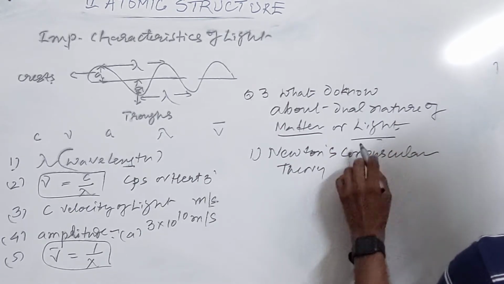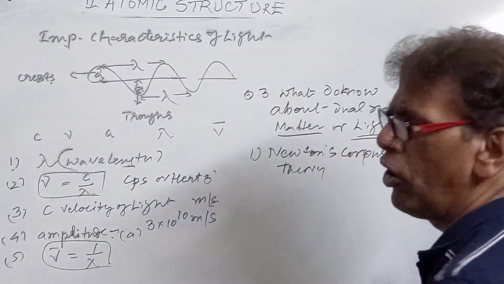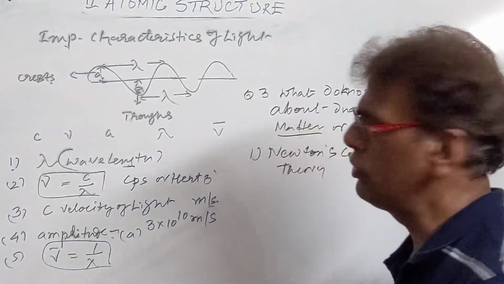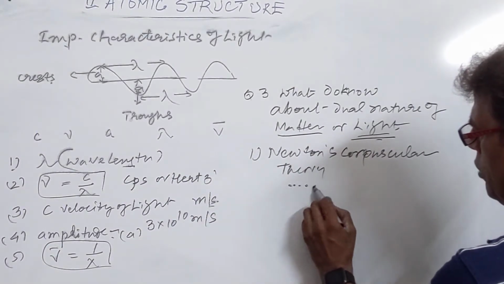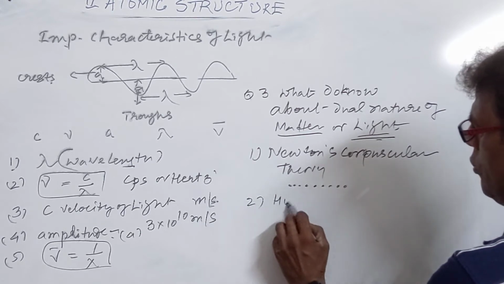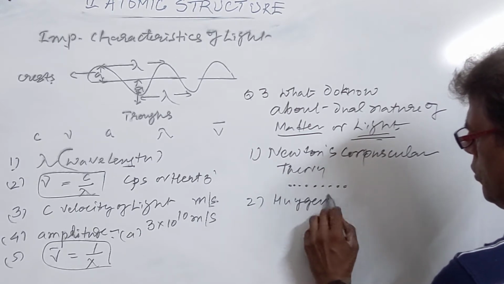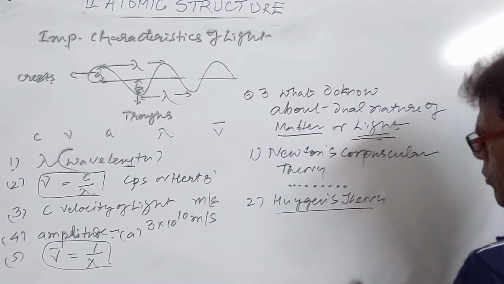So according to Newton, light is made of extremely small particles which are called photons. According to this theory, light is made of small particles which are emitted from a source just like bullets. Then we have Huygens theory. According to this theory, light is made of waves.